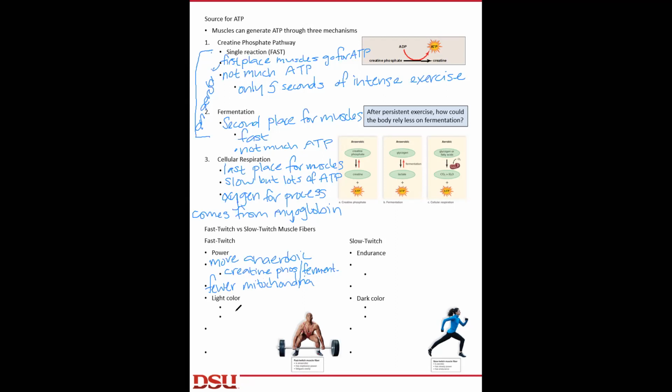Because this is mostly anaerobic with fewer mitochondria, fast twitch muscles have a light color. Because again, we don't need a whole lot of oxygen, we have less myoglobin. Again, myoglobin being what carries the oxygen. Fast twitch muscles have motor units with more fibers. This is like the gastrocnemius.